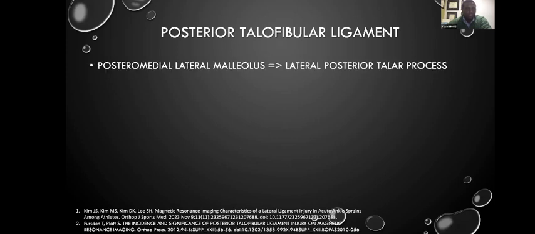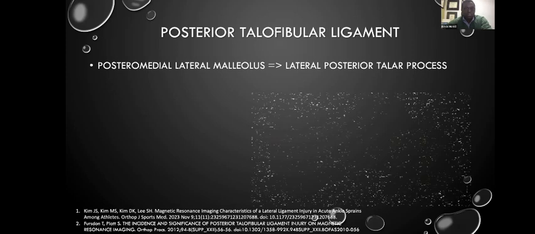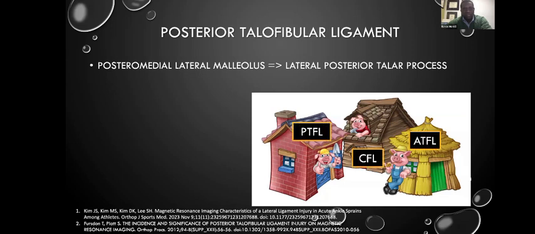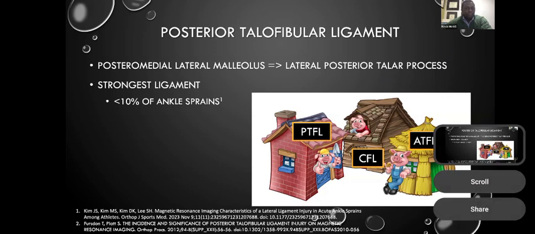And so the posterior talofibular ligament extends from the posterior medial aspect of the lateral malleolus to the lateral aspect of the posterior talar process. This one is much stronger than the others. This is essentially the house made of bricks, so it's going to be the last one to go. There's a study that showed it was involved in less than 10% of ankle sprains. There's another, I believe smaller, study that showed about 11%, but somewhere around there. It's really only in very high energy type injuries. So the question is, well, what kind of injury?